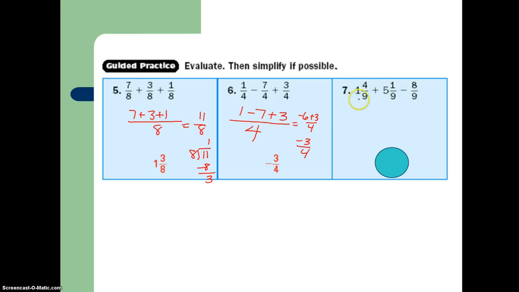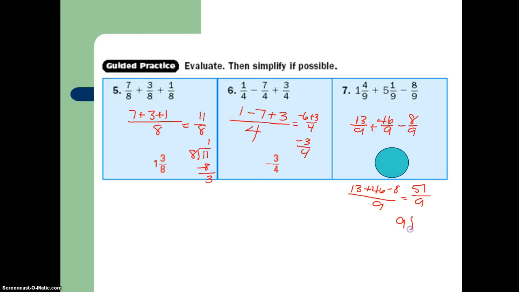Again, I'm going to do the improper way. 9 times 1 plus 4 is 13 over 9, plus 9 times 5 plus 1 is 46 over 9. And then 8/9 is not a mixed number. So now we can do 13 plus 46 minus 8 all over 9. 51 over 9 is your answer.